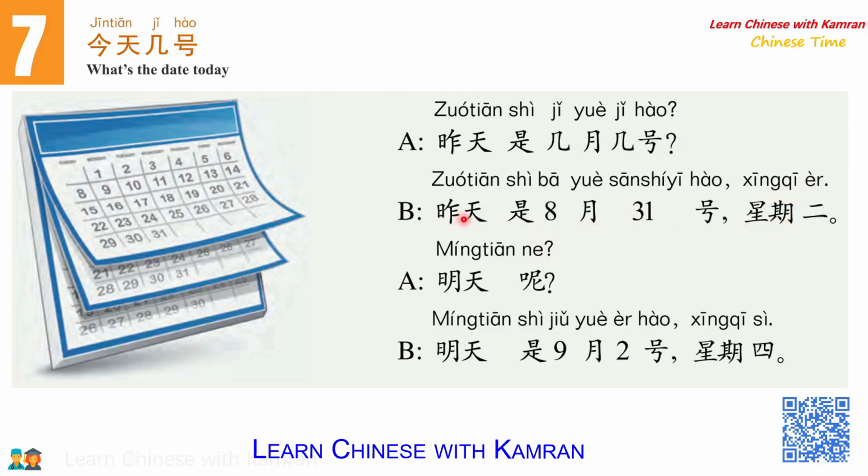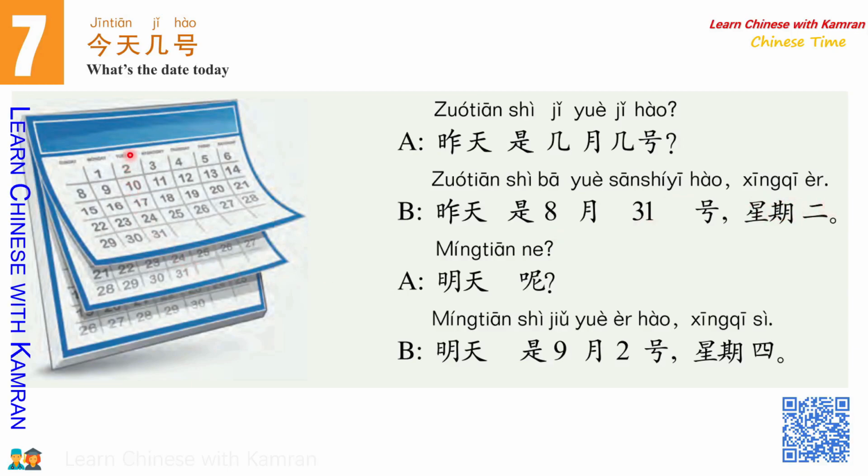昨天 is yesterday. So yesterday it was 31st August. So 8 is actually starting from 1. The 8th month is August. And 31 is 31. So this is how we pronounce 31 in Chinese language. And it is Tuesday, so 星期二. You can also see from here, 31st August is Tuesday: Sunday, Monday, and this is Tuesday. So you can say yesterday it was 31st August and Tuesday.